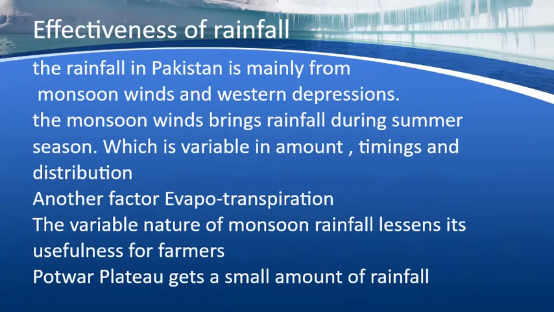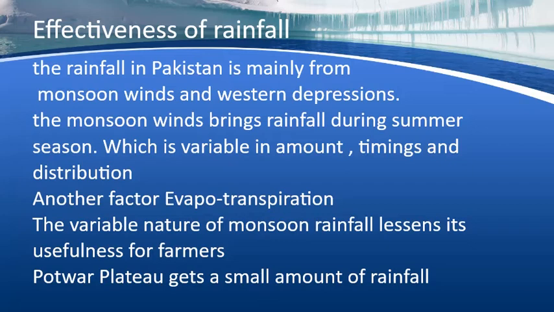Effectiveness of rainfall. The rainfall in Pakistan is mainly from monsoon winds and western depressions, as we have studied in previous pages and we revised it too. The monsoon winds bring rainfall during summer season, which is variable in amount, time and distribution. It means we don't know how much monsoon rainfall we are going to have, what is the exact timing for these rainfalls, and what areas these rainfalls are going to cover. That is why the effectiveness of monsoon rainfall is of limited value to agriculture.